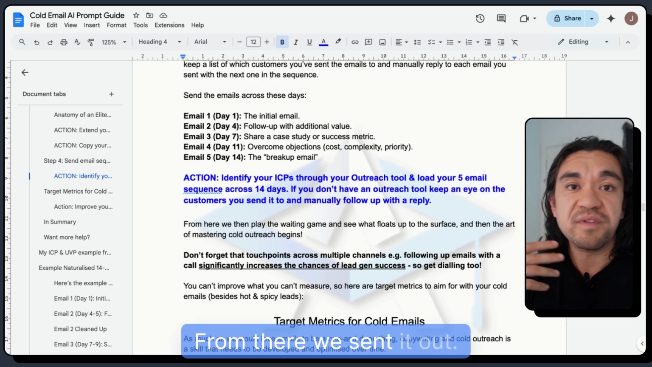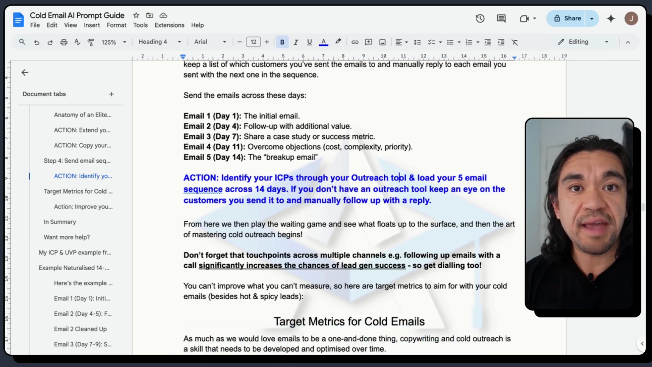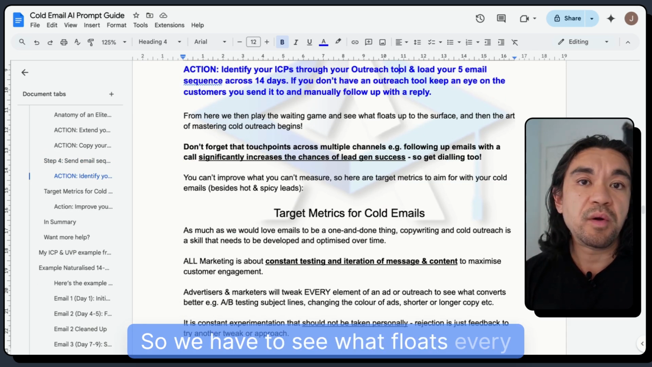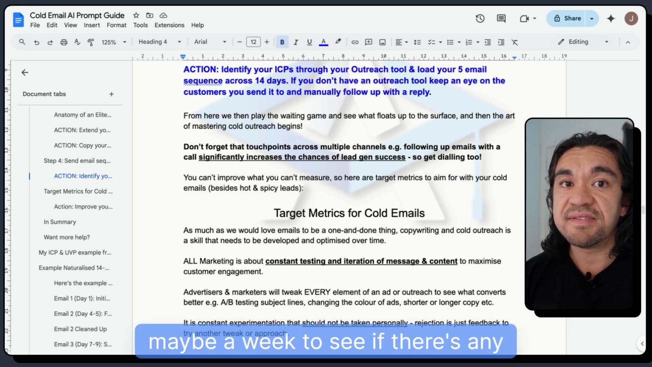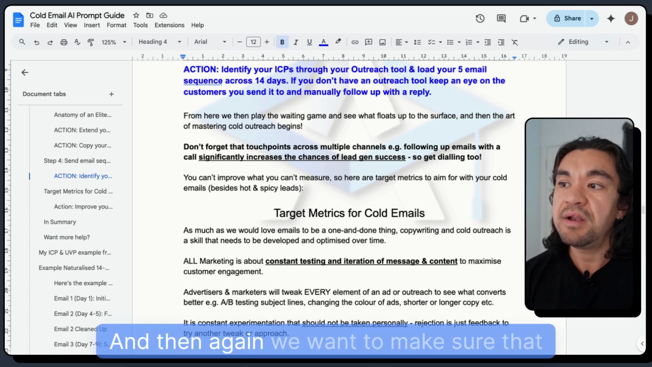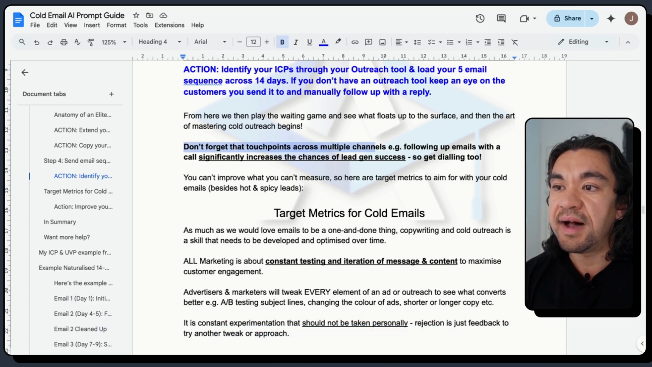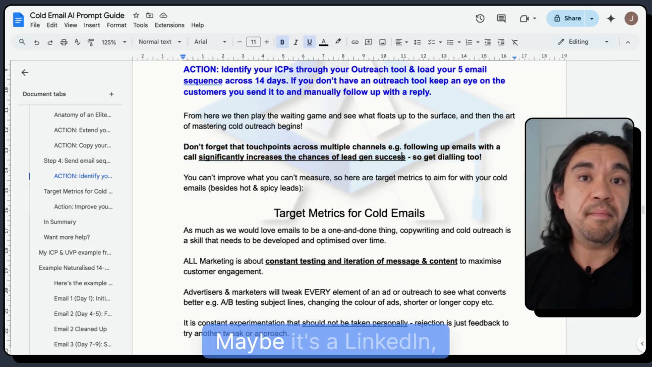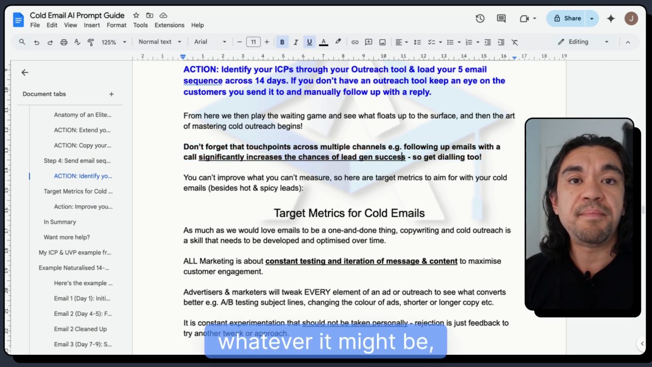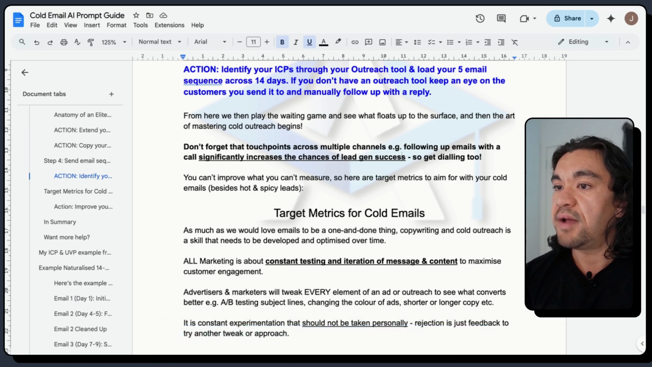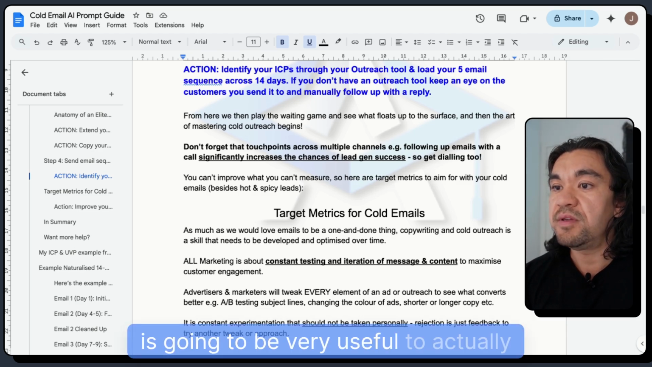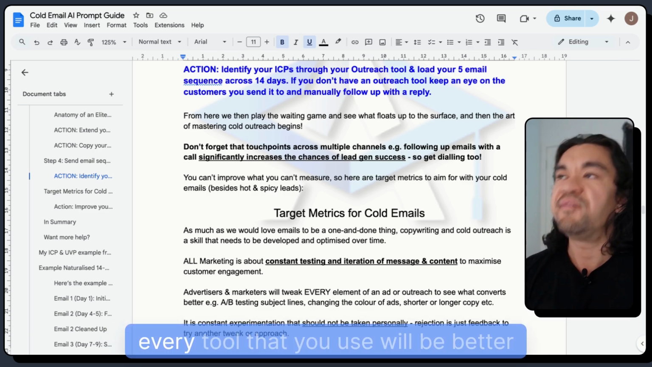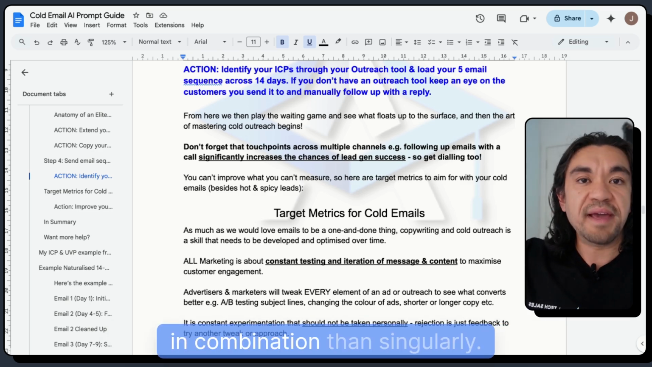From there, we send it out. We play the waiting game, right? We are testing for feedback. So we have to see what floats, every couple of days, maybe a week, to see if there are any responses. And then again, we want to make sure that we are doing touch points across multiple channels. Maybe it's a call, maybe it's a LinkedIn DM, whatever it might be. Any multi-channel touch point is going to be very useful to complement the quality of your cold outreach. Every tool that you use will be better in combination than singularly.